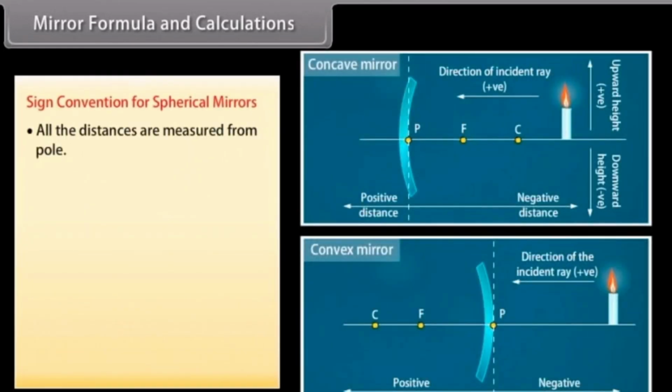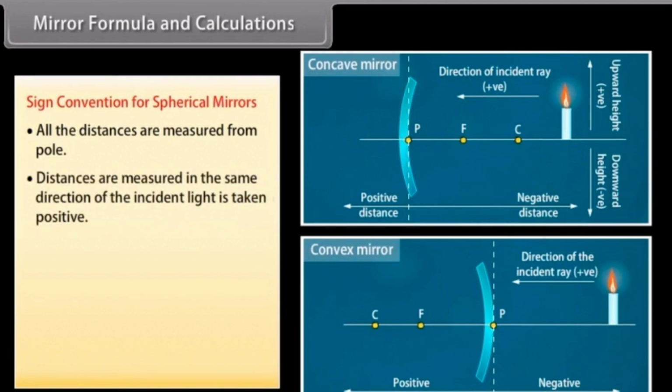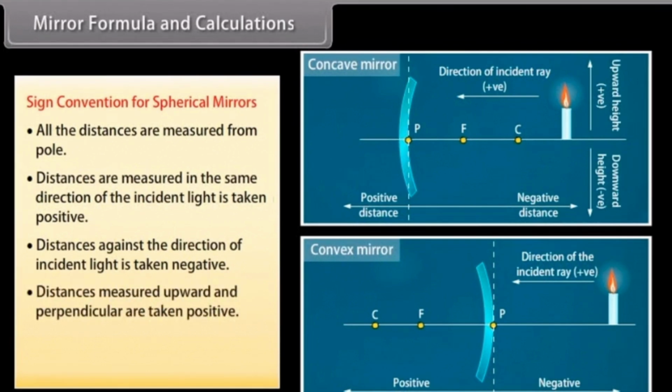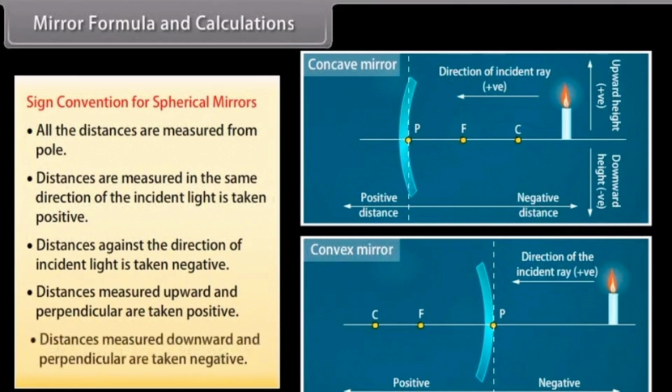Sign convention for spherical mirrors. All the distances are measured from the pole. Distances measured in the same direction as the incident light are taken positive. Distances against the direction of the incident light are taken negative. Distances measured upward and perpendicular are taken positive. Distances measured downward and perpendicular are taken negative.